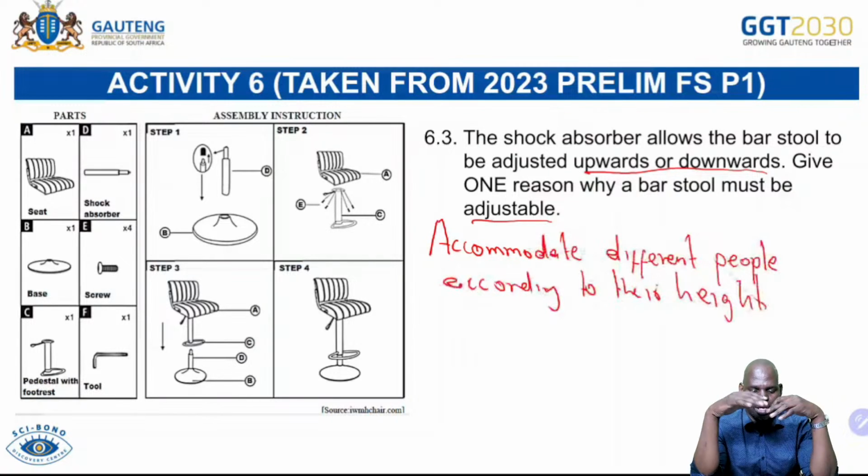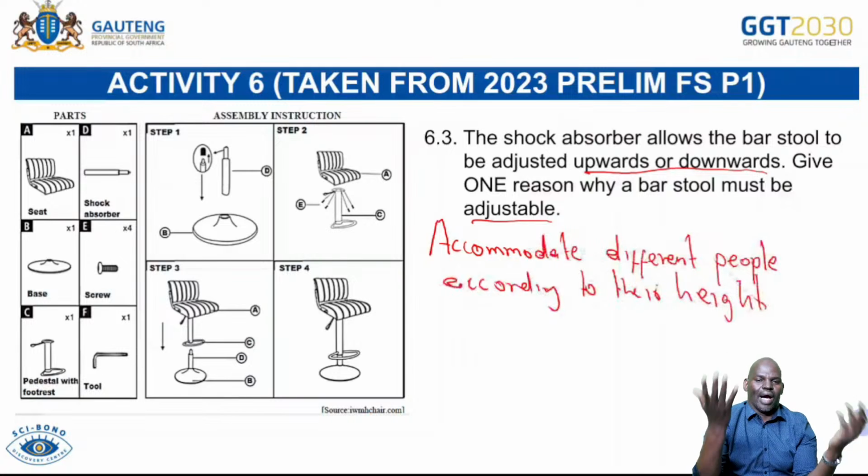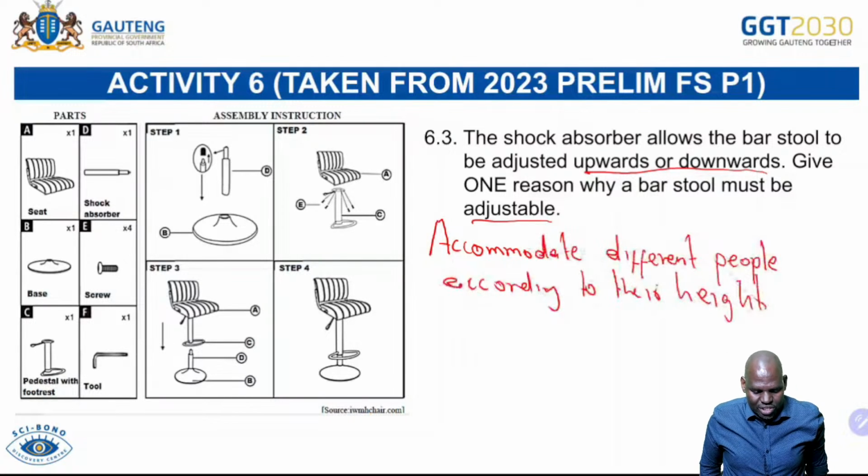So obviously, if I'm tall, I'll make sure that I adjust it in such a way that I'll be able to sit comfortably. And if I was sitting on the chair and I'm tall and somebody shorter comes, then that person will have to readjust so that the very same person can sit comfortably on the chair. So it's just to accommodate different people according to their height.